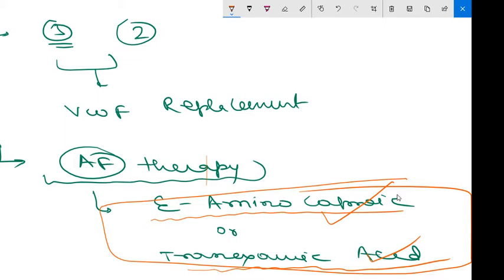Now this antifibrinolytic drug is contraindicated in upper urinary tract bleeding, due to risk of ureteral obstruction. So this is about the treatment.